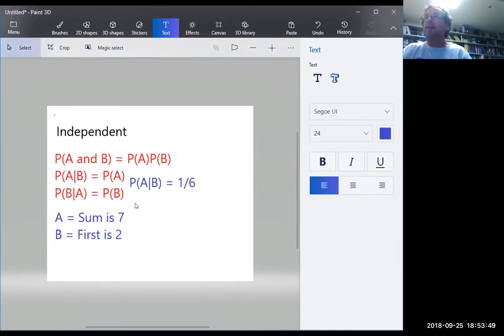Any questions on that? Okay, now let's find out what the probability of A is.